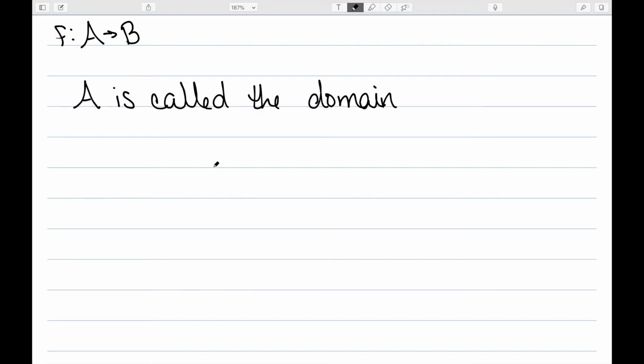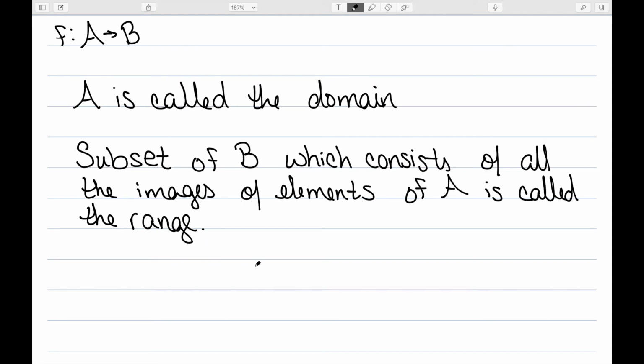Let's suppose I have a function from A to B. The set A is called the domain. The subset of B, which consists of all the images of elements of A, is called the range. So not every element in B has to get hit by this function, but the elements that do get hit are known as the range.